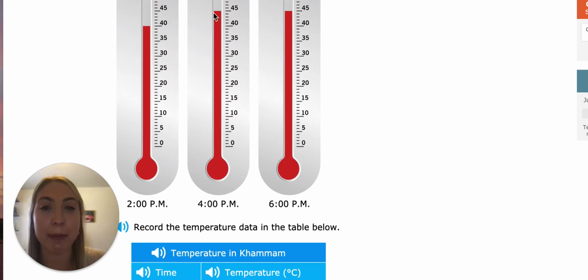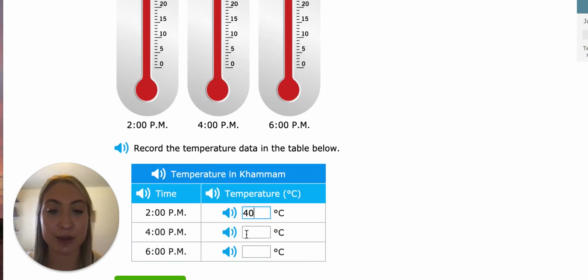I'm just taking my mouse and I'm putting it on the top line and sliding it over. You can also, if it helps, do it with your finger. I'm going to the red top of the line, sliding it over to see what number I'm at. And here I'm at 45 degrees Celsius. So at 4 p.m. it was 45 degrees Celsius. So I'm going to type in 45.